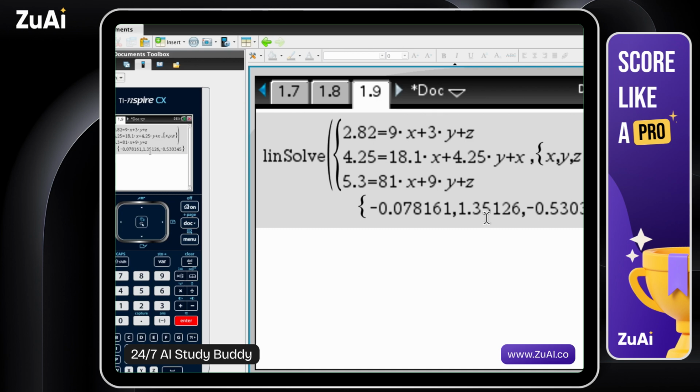So, here we go. This is me using a set of simultaneous equations, and to be honest, I've made some mistake here.